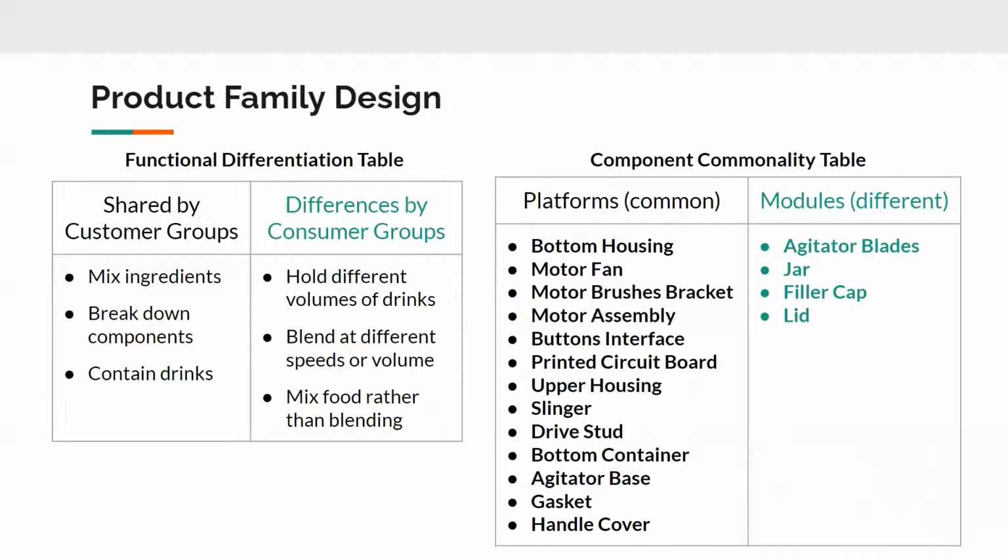These two tables outline the commonalities and differences between our two consumer bases. So between household and commercial groups, both use a blender to mix the ingredients, break down the components, and pretty much contain whatever they're mixing. However, between the two groups, the commercial side of things manages much larger volumes of drinks, as well as different mixing speeds, and there's also different needs for maybe mixing versus completely chopping. And between the components, you can see that the base motor stays the same between the two groups, while the modules that we've designed accommodate the different needs of these two groups.